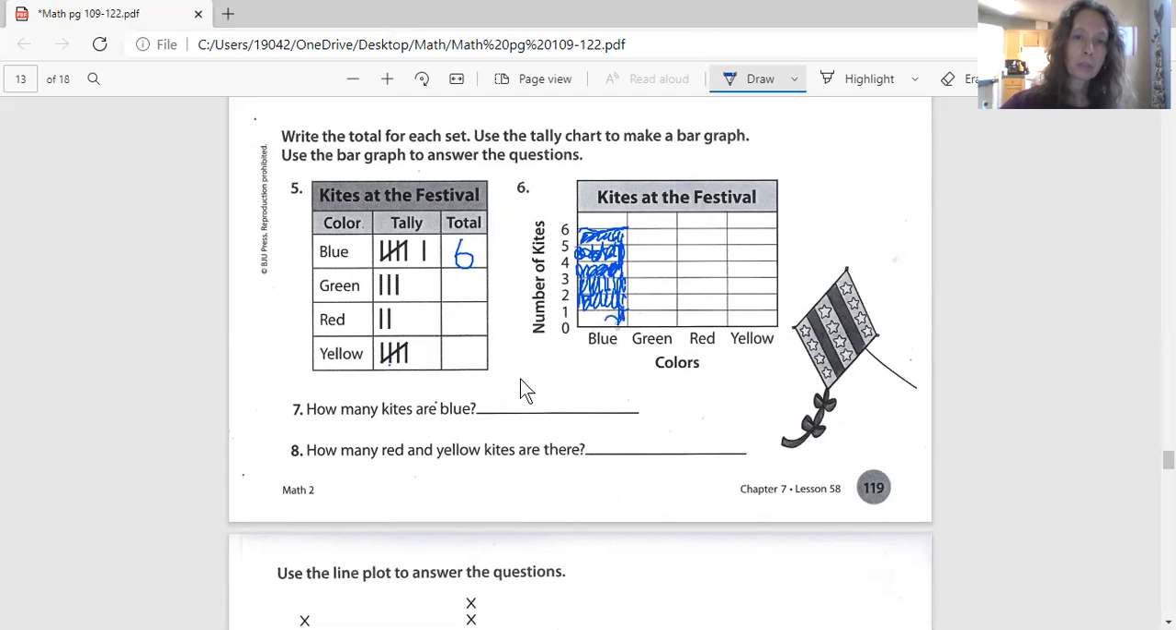I like the sound this pen makes when it scratches on the pad. Okay, there's the number of blue kites. Then it asked me the number of green kites. I'm going to help you out with that one. I know it's 3. Move my line to the 3 and color it in.